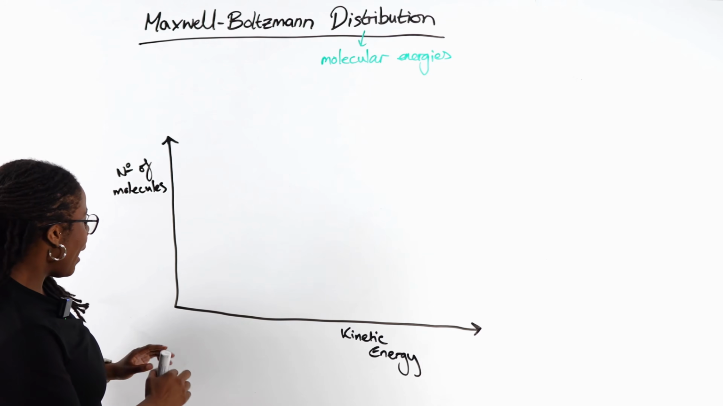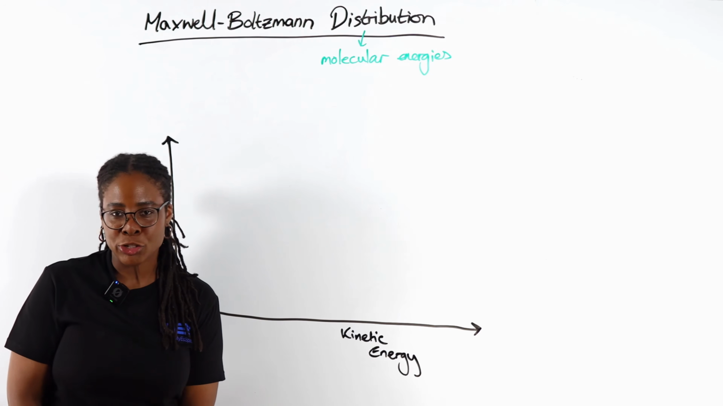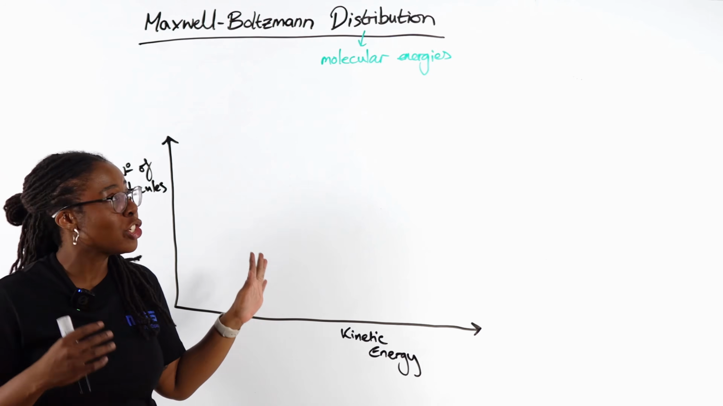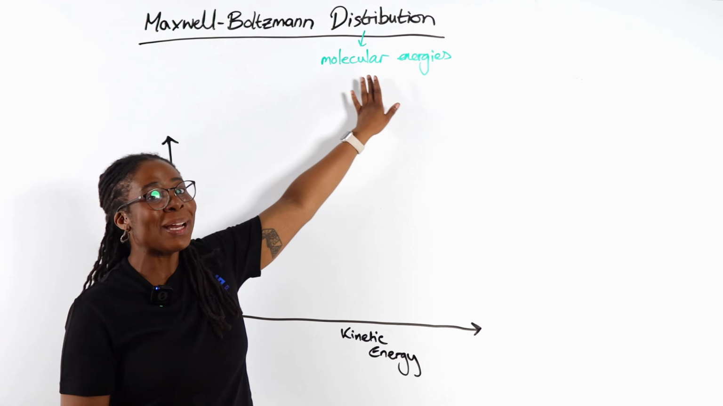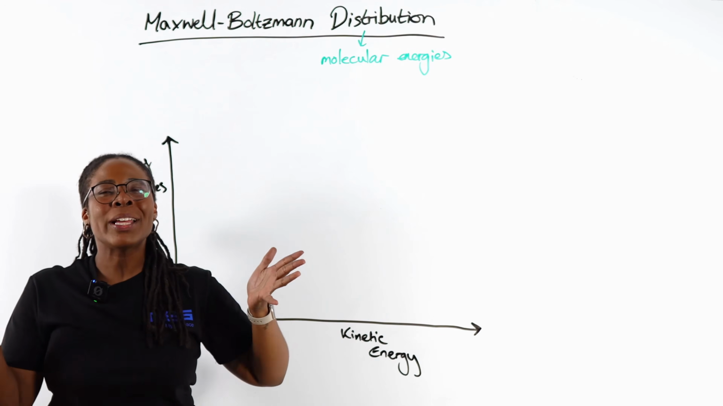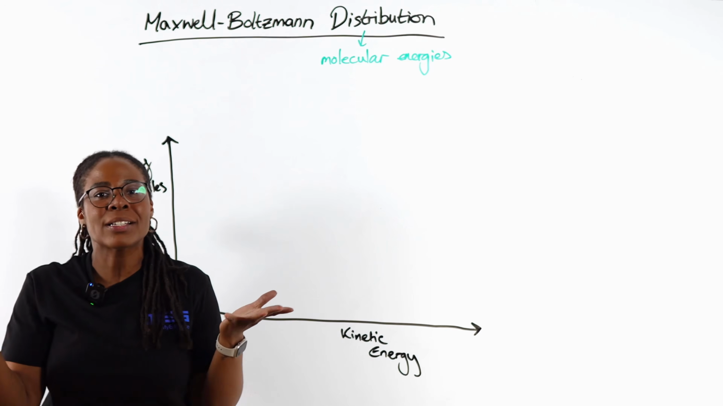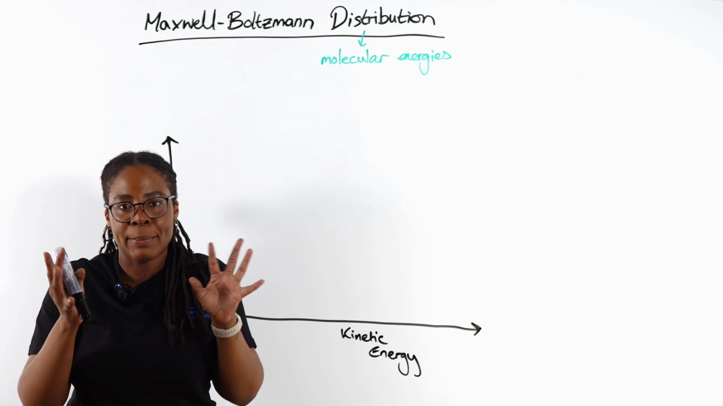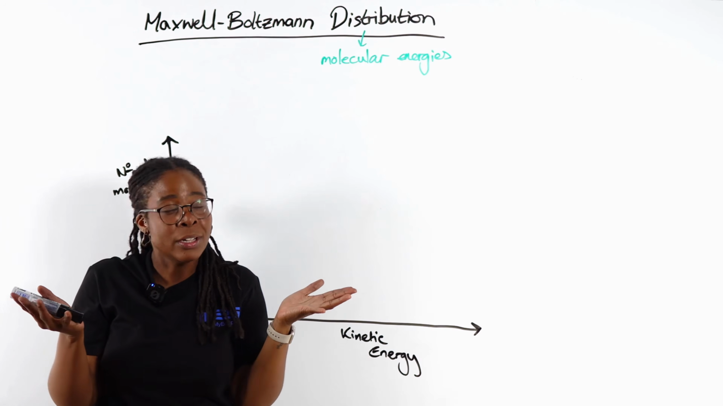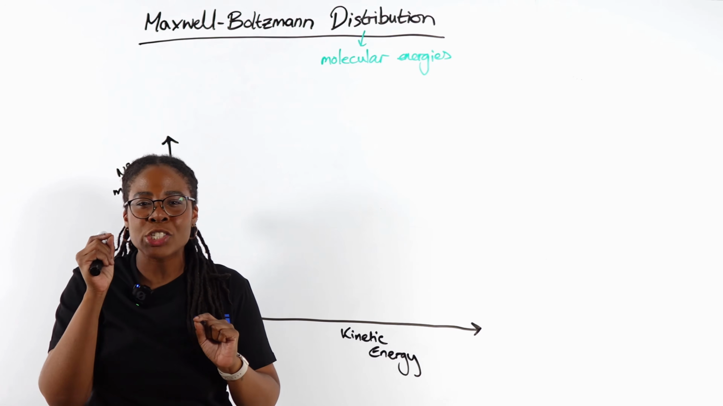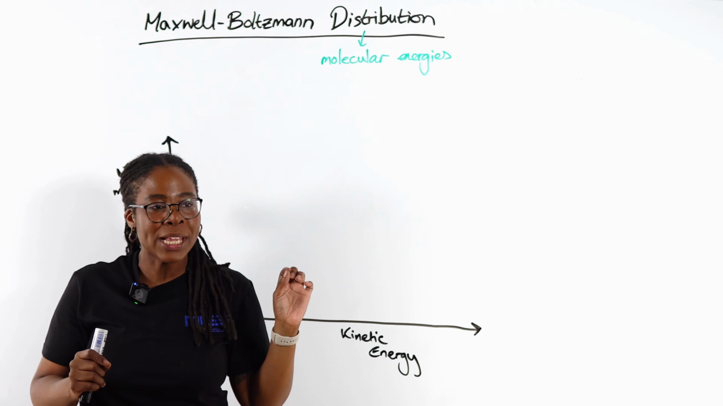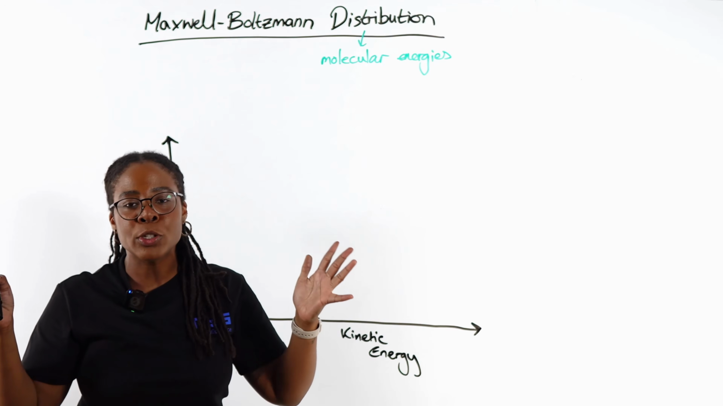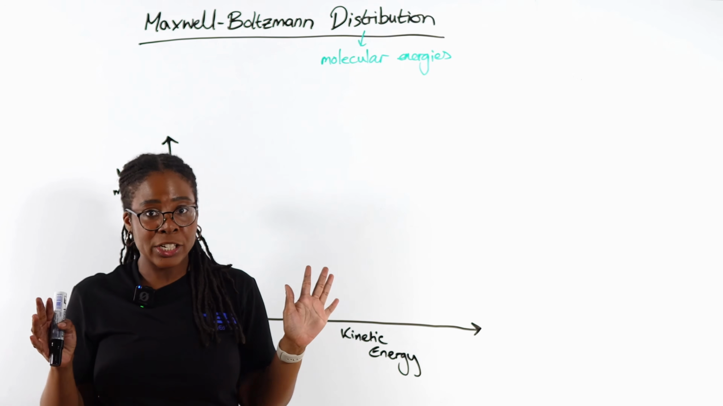Let's talk about Maxwell-Boltzmann distribution curves, which essentially show the distribution of molecular energies. So we can think of it like if we took all of our reactant molecules taking part in a chemical reaction in a reaction vessel, and we considered how much kinetic energy each of those individual molecules had, this would be the distribution, or the spread, of the energies.